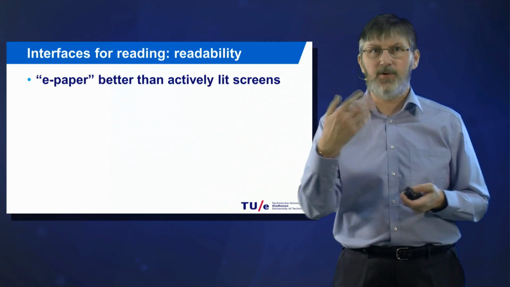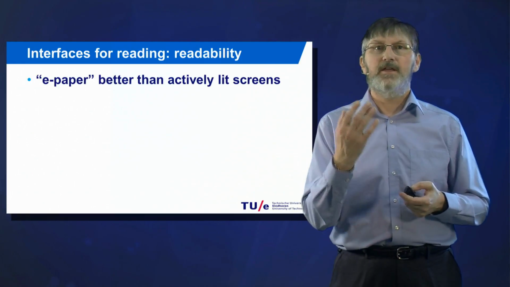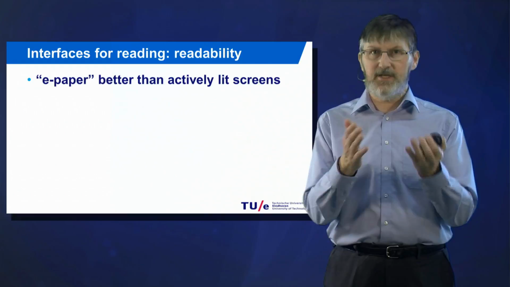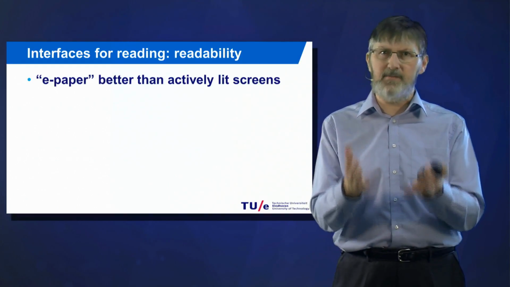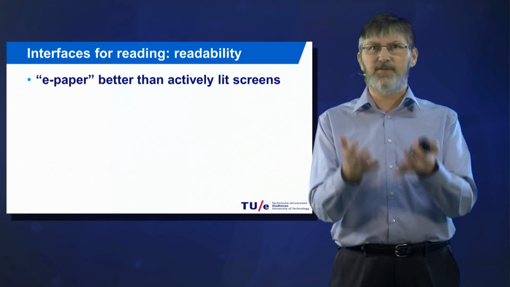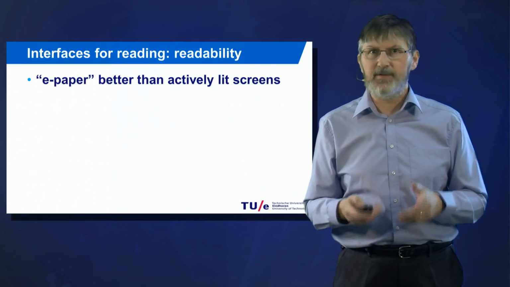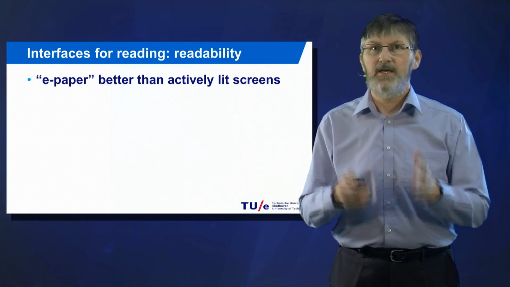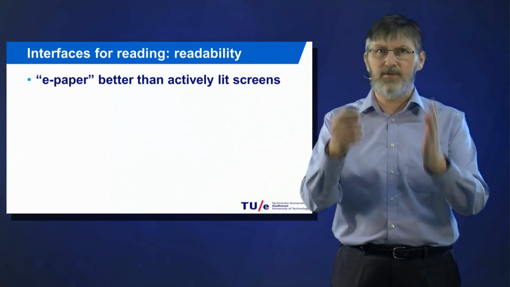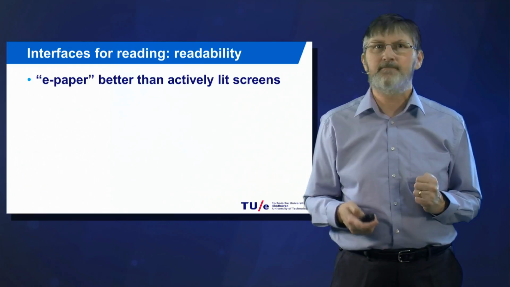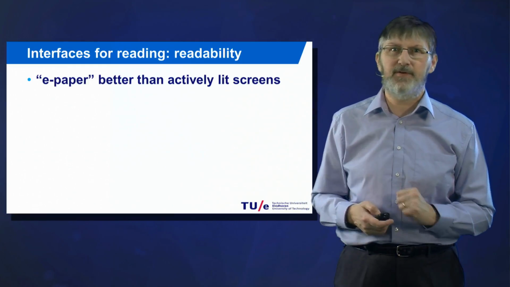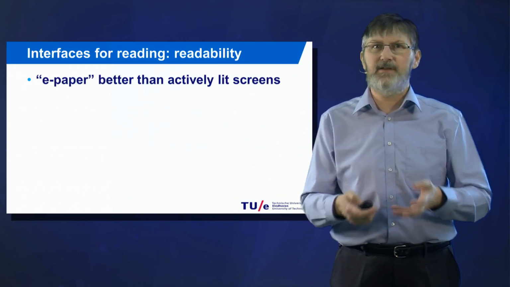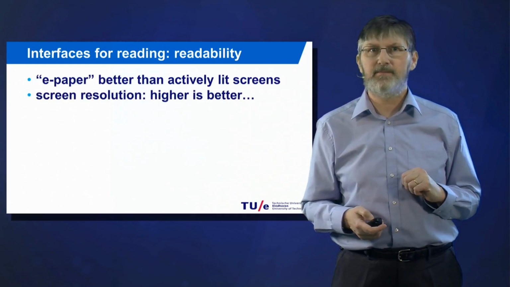For reading for longer terms, e-paper works better than actively lit screens. So even though an e-reader that uses e-paper is a fairly limited device, it's only useful for reading books, many people still buy it because it is so comfortable to read. Even though the resolution may be the same on your latest iPad or other tablet, and the newest iPad isn't very heavy either, and it's a very nice screen, it is an actively lit screen, and the e-paper works better.